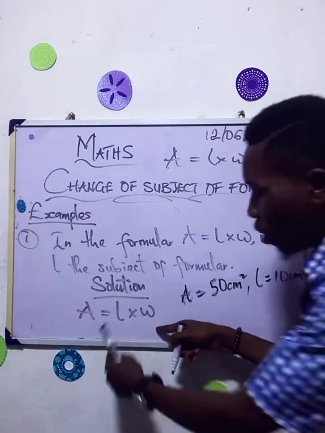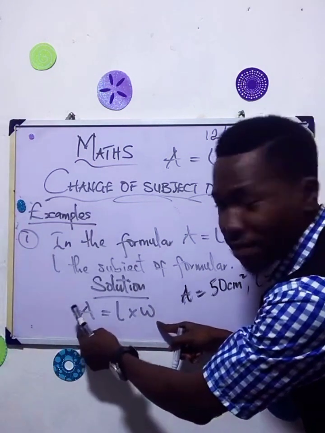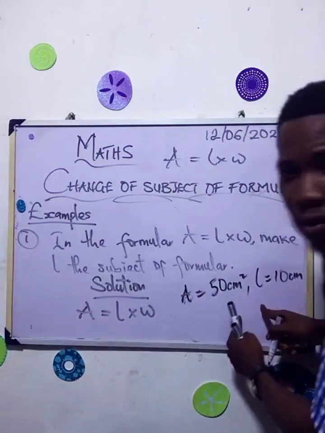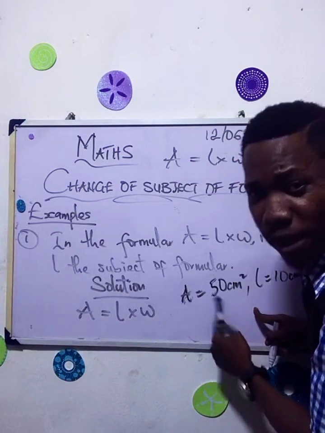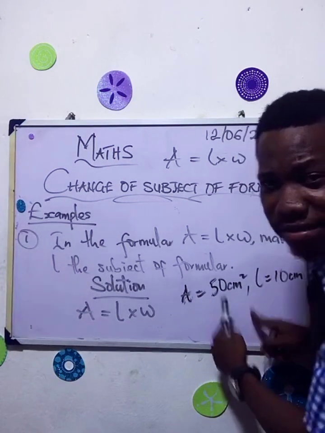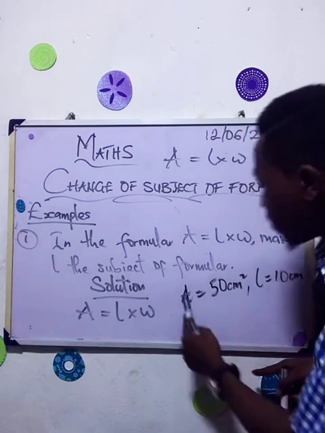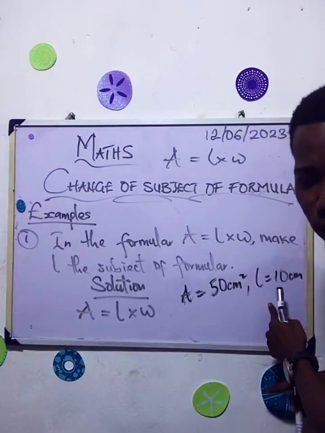for this formula, what we are looking for is A. L times W will give you A. But in this case, we are not looking for A. We are not solving for A. What we are solving for now is W, the width. So we have A already in this question, and we have L already given to us also.